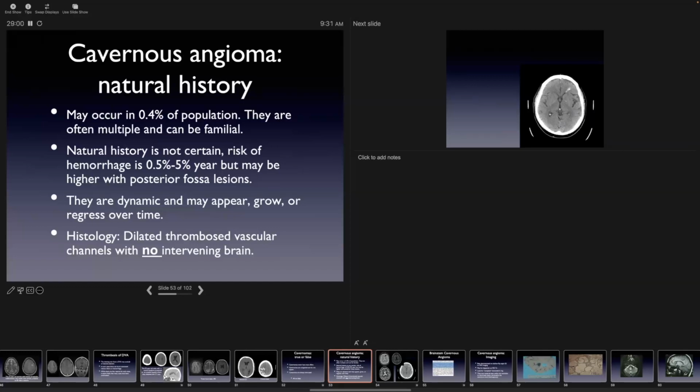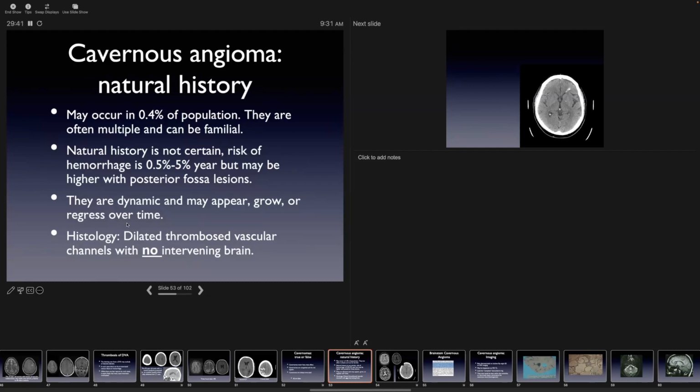Now, this number to me doesn't mean a lot. I will say these are really pretty common, but they can be multiple and they can be familial. So if you see one, you want to look for other ones. And the problem with them is the natural history is not really certain. The risk here, you can see they list as 0.5% to 5%. That's a 10-fold variation. And so you can't really think in terms of resecting all cavernomas. It really depends on their location, whether they've hemorrhaged, whether they're growing, and location is really important.